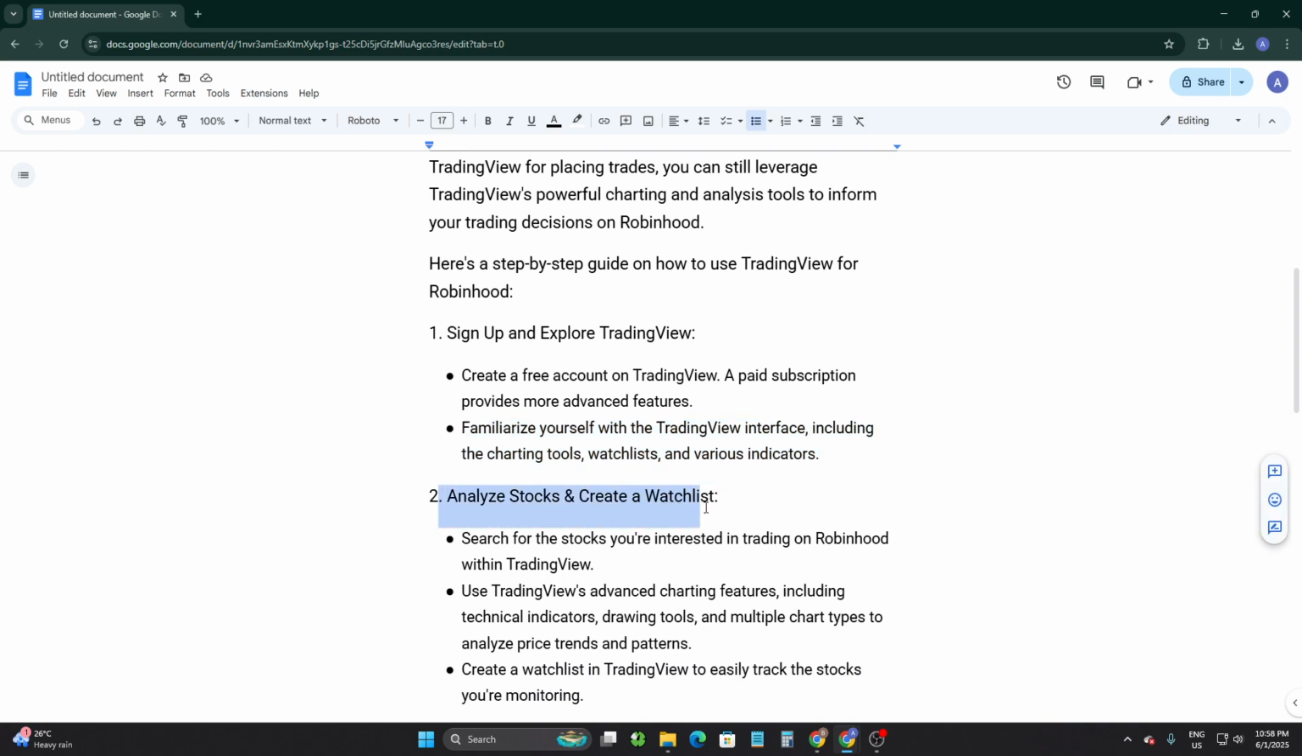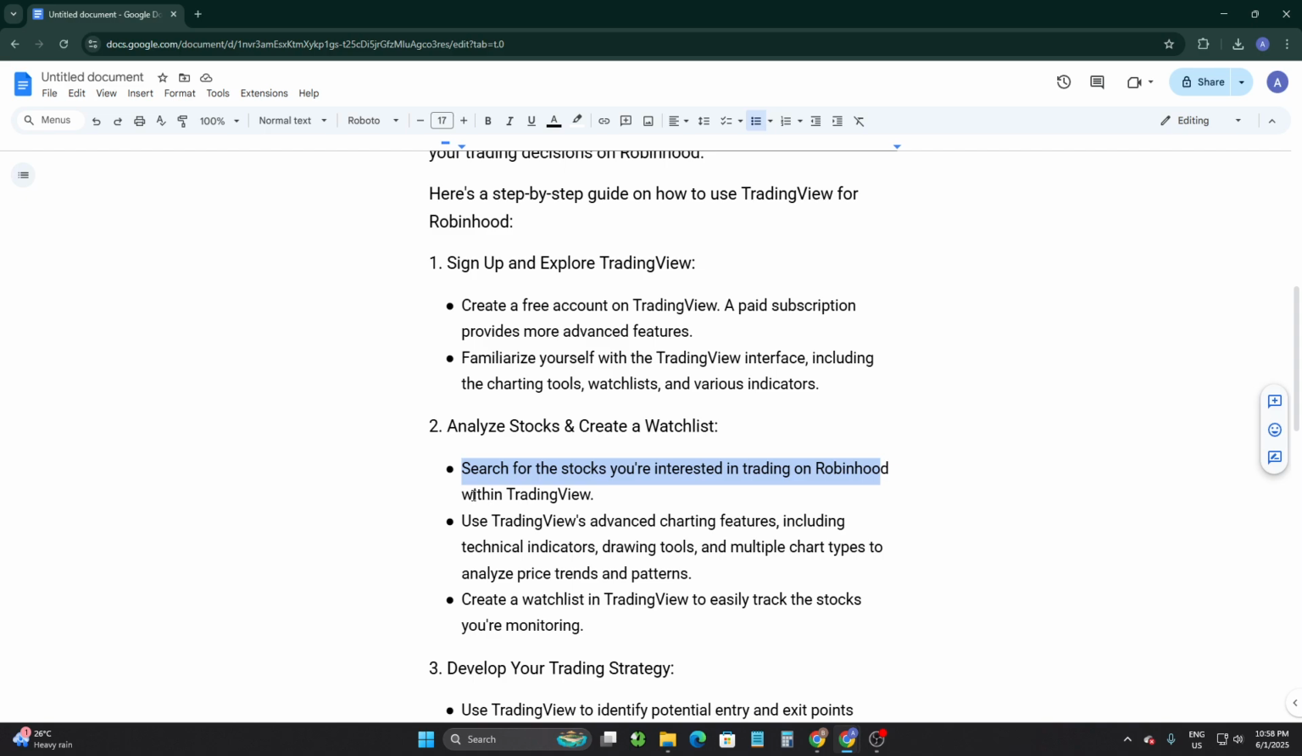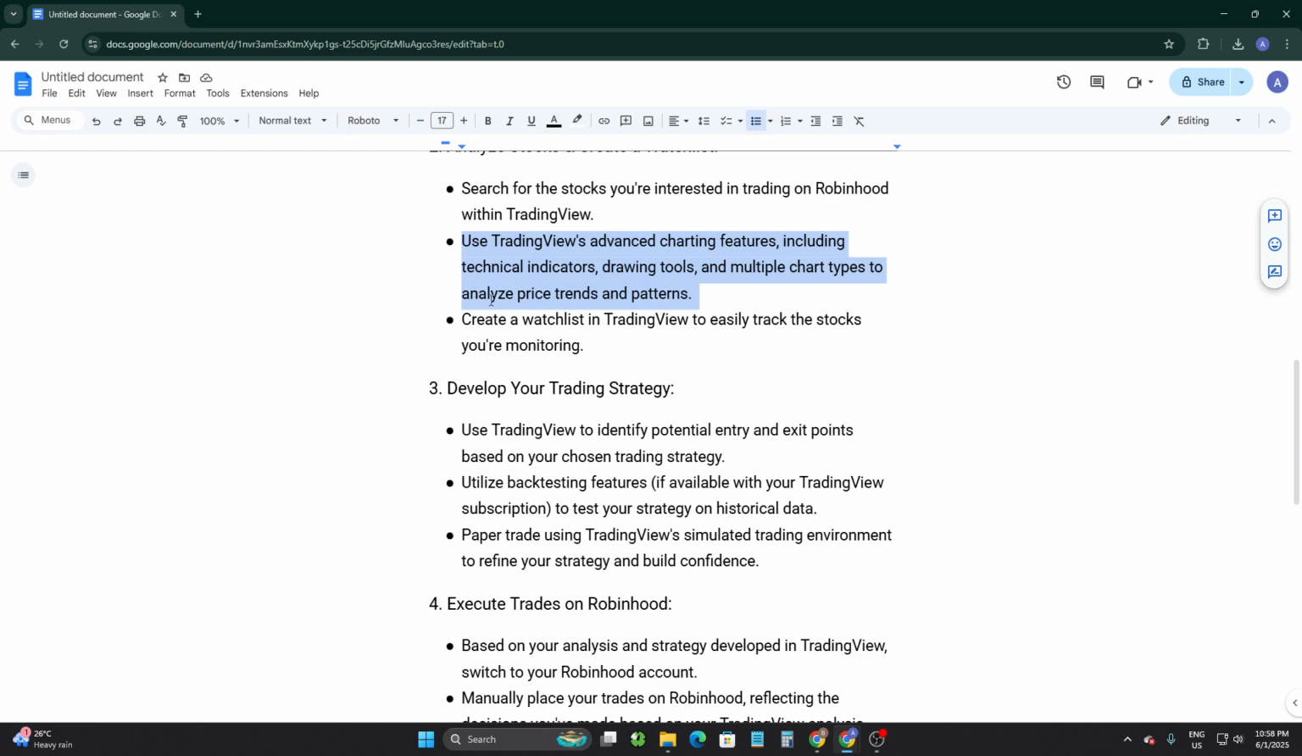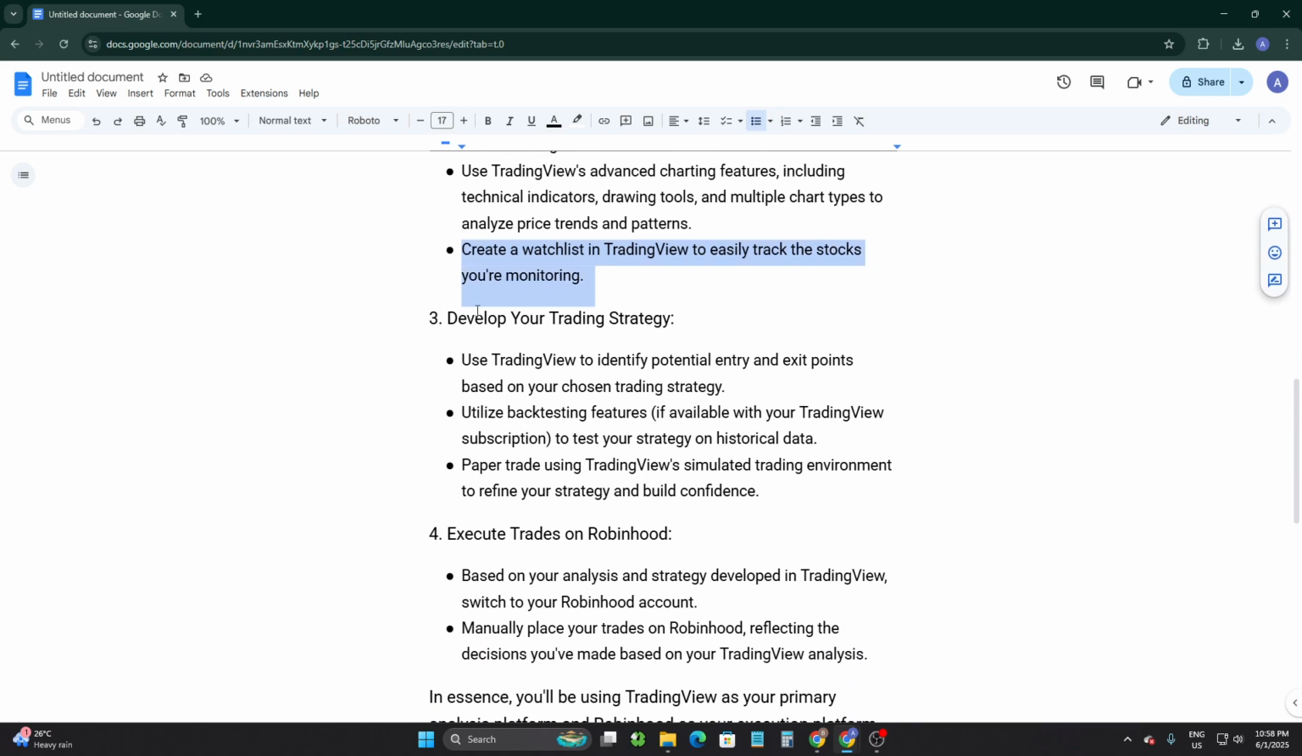Analyze the stocks and create the watch list. Search for stocks you are interested in trading on Robinhood within TradingView. Use TradingView's advanced charting features, including technical indicators, drawing tools, and multiple chart types to analyze price trends and patterns. Create a watch list in TradingView to easily track the stocks you are monitoring.